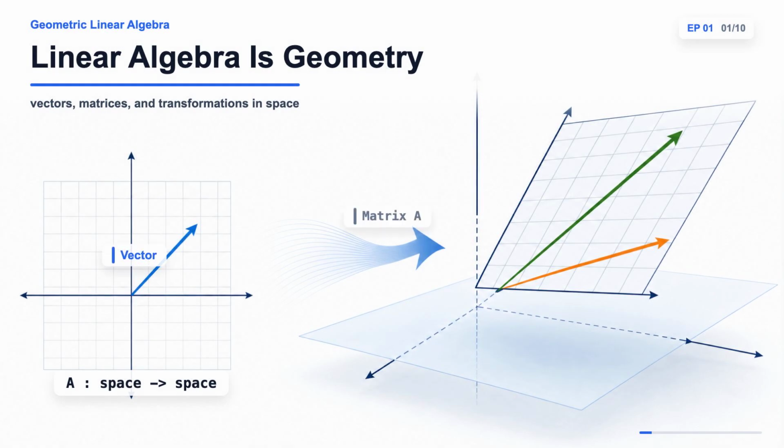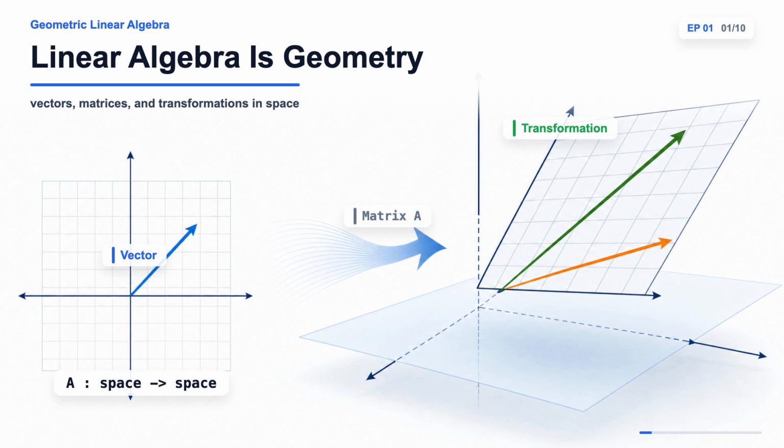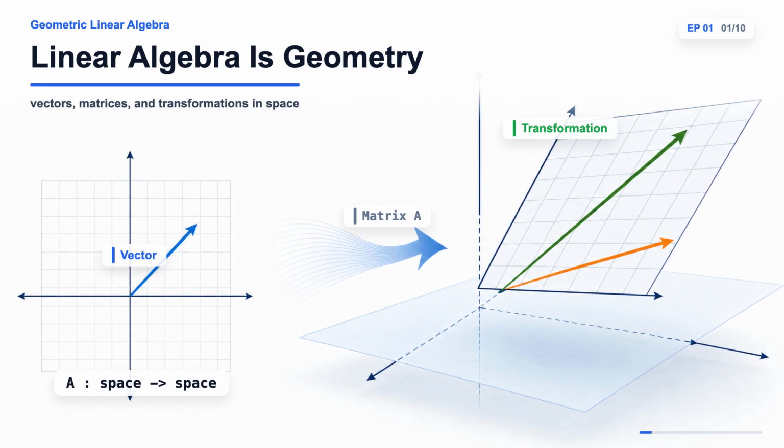Most people first meet linear algebra as a page full of symbols. Vectors stacked into columns, matrices filled with numbers, rules for multiplying rows and columns. It can feel mechanical. But the real subject is much more visual. Linear algebra is the language of space.